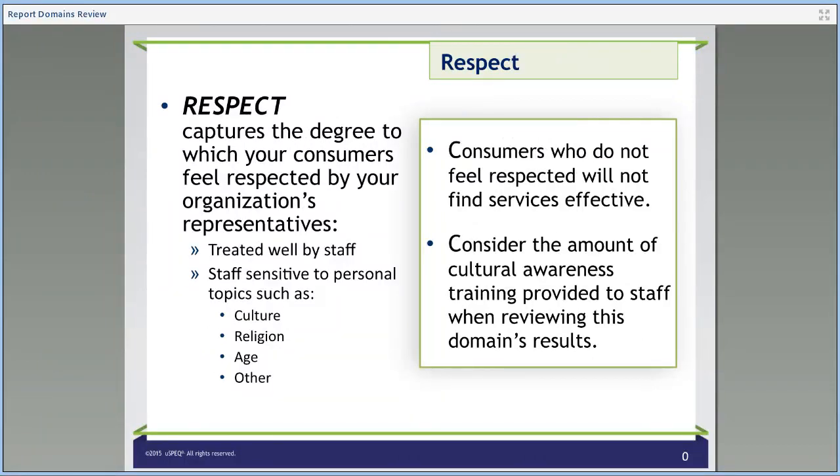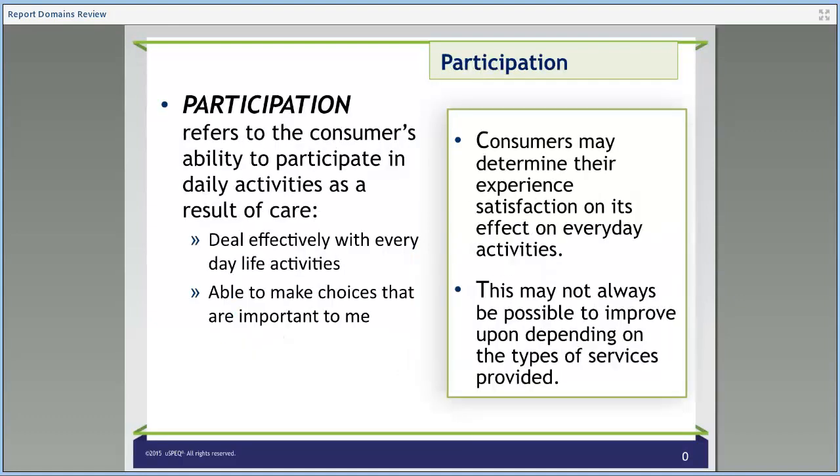The respect domain is pretty self-explanatory, and results in this domain will tell you how respected your consumers feel. Staff sensitivity to personal topics is very important to consumers, and remedial training of staff may be necessary if you are finding low % positive ratings in this domain.